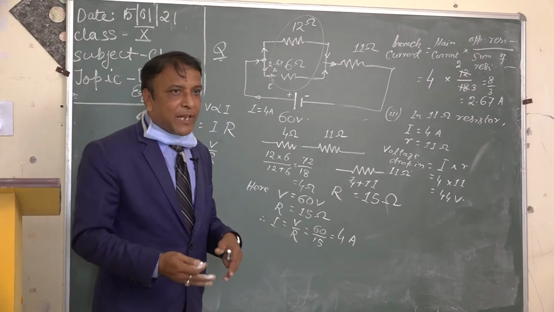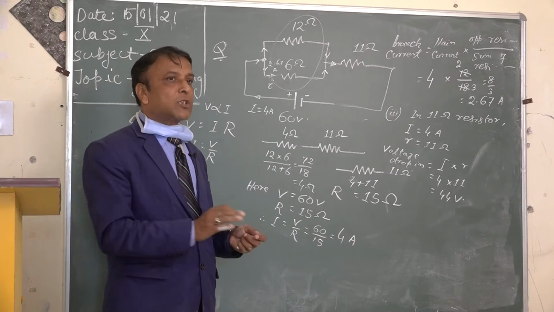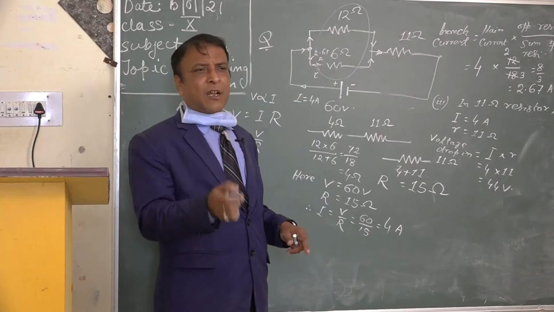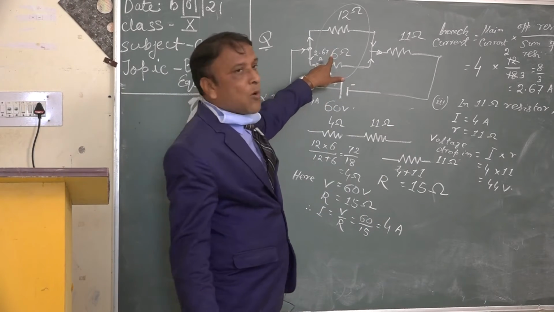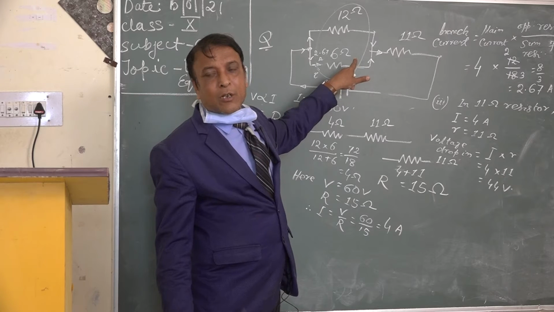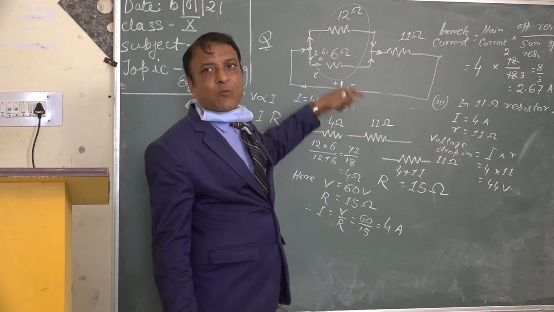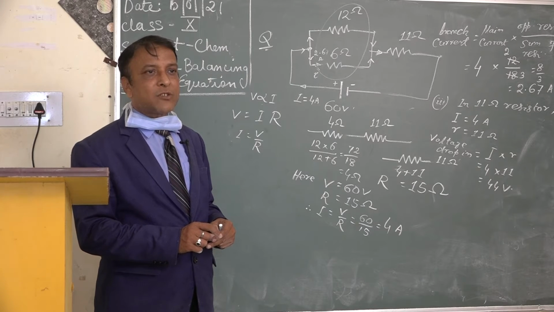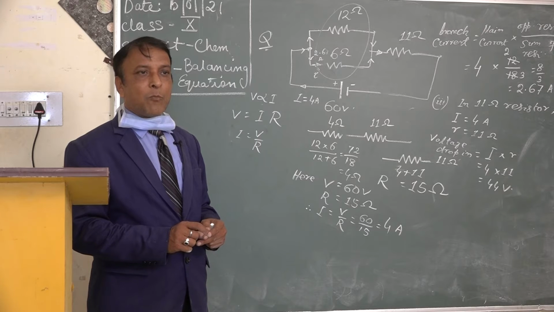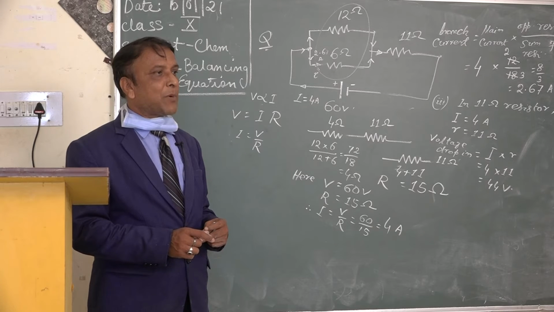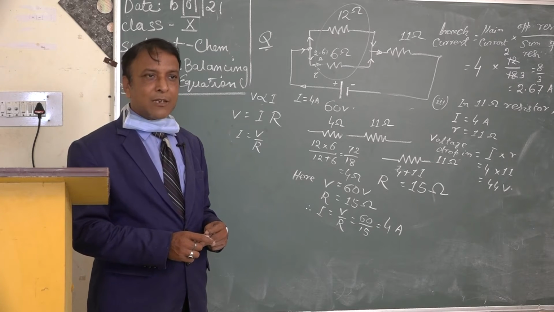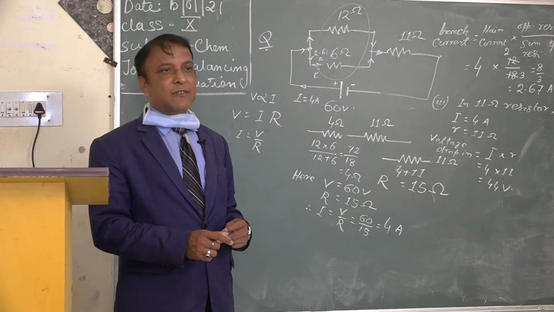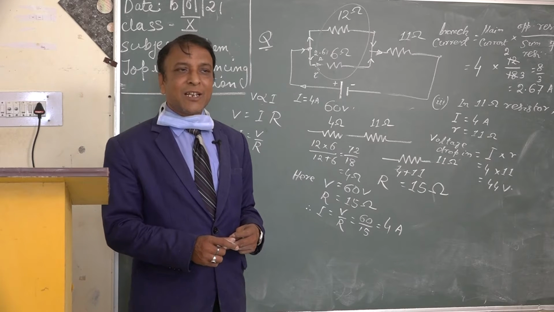If I extend the question, suppose I give a fourth bit, after the third bit. Suppose I asked, what voltage will the 12 ohm resistor get? What amount of voltage will the 12 ohm resistor get and the 6 ohm resistor get? Both are in parallel. We know that in parallel connection, the voltage drops are the same. Voltage remains the same in parallel connection. Current remains the same in series connection.